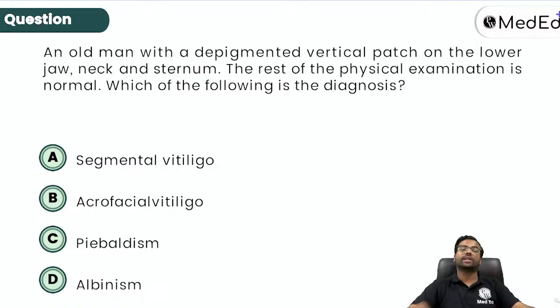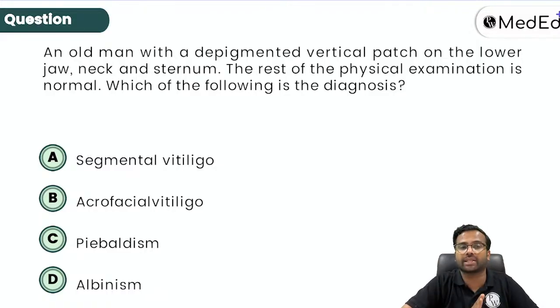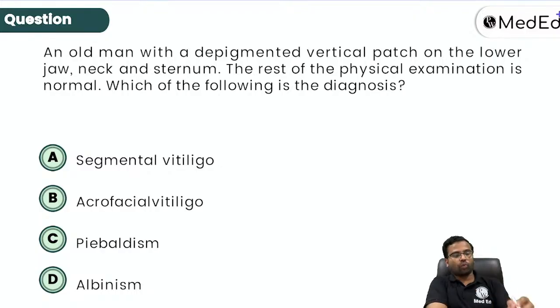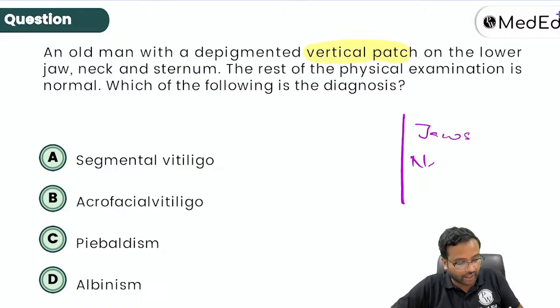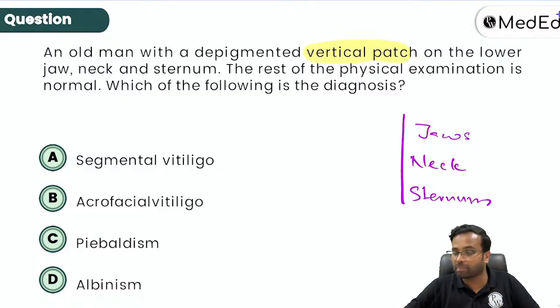An old man with a depigmented vertical patch on the lower jaw, neck and sternum. The rest of the physical examination is normal. Why did the examiner use the words vertical patch? Vertical means something like this, which is going to affect the jaw, the neck and the sternum. So what comes to your mind? Segmental vitiligo, acrofacial vitiligo, piebaldism, albinism.